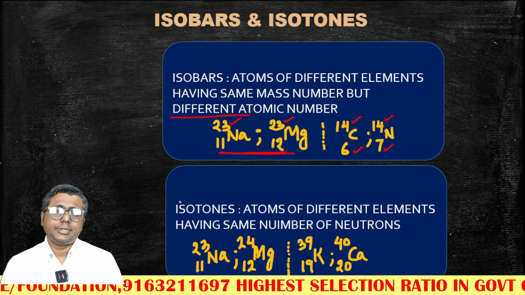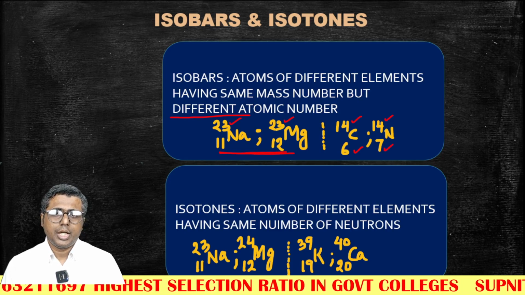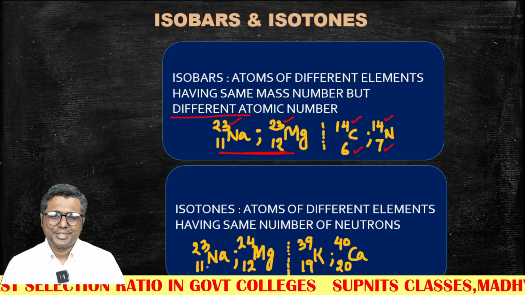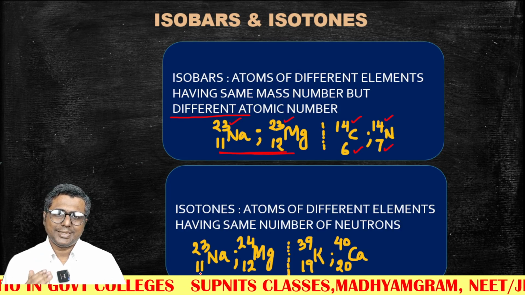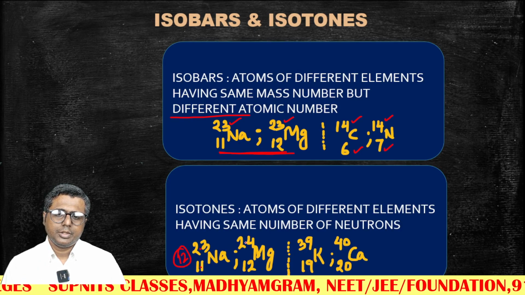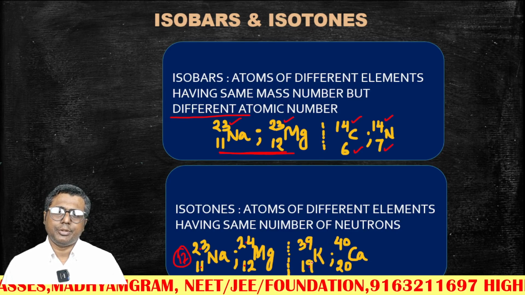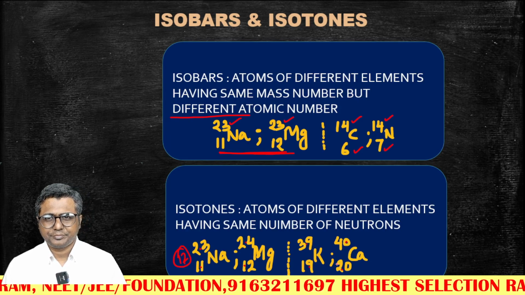Isotones are elements having different atomic numbers but the same number of neutrons. Iso means same and tones means number of neutrons. Here also, how will you find neutrons? Mass number minus atomic number: 23 minus 11 is 12, 24 minus 12 is also 12, 39 minus 19 is 20, 40 minus 20 is also 20.